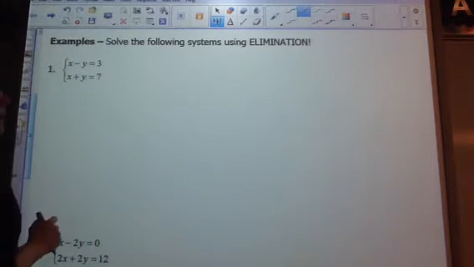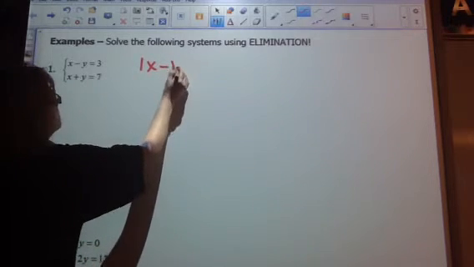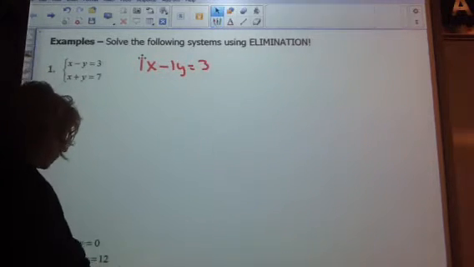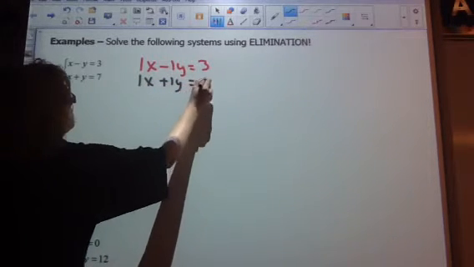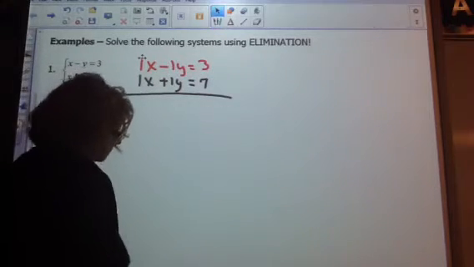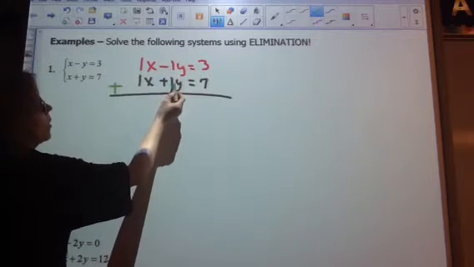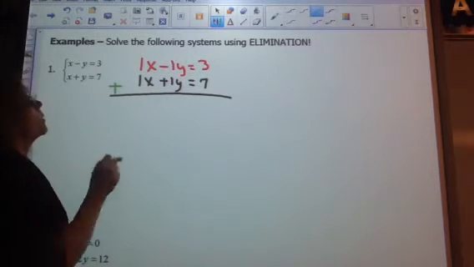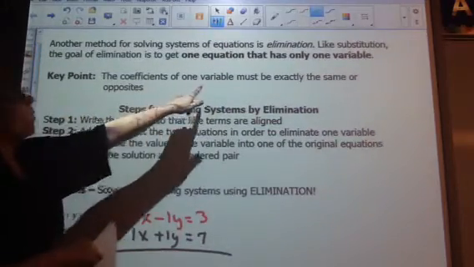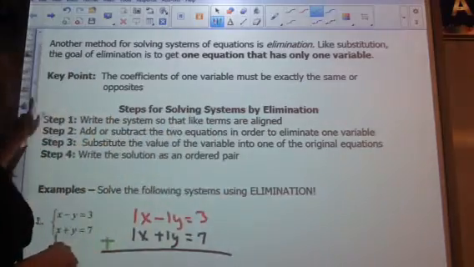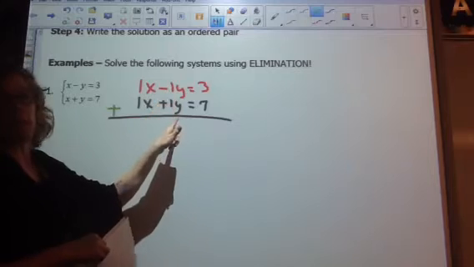And let's look at adding on this. So see how on this equation, if I go ahead and add my coefficients, and then on the next one, if I add these two equations, this -1 and +1 is going to cancel out. And that's why at the beginning, with one of our statements, it says the coefficients of one variable must be exactly the same or opposites.